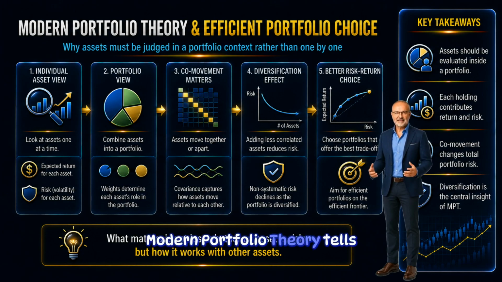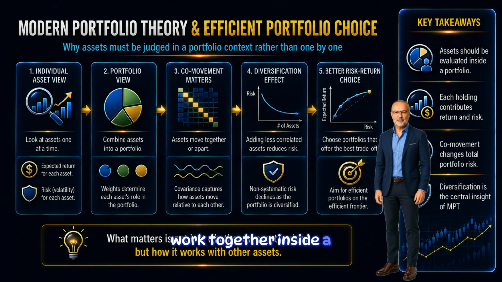Modern portfolio theory tells us that what really matters is how assets work together inside a portfolio. A portfolio isn't just a list of securities. It is a combination of exposures. Each asset contributes expected return, but each asset also contributes risk. And that contribution depends not only on the asset's own volatility, but also on how it moves with the other assets. That is the powerful idea behind diversification.